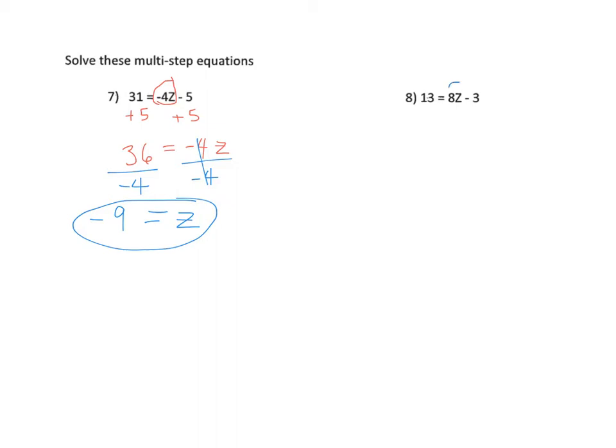Number 8, I'm going to circle the term with the variable. To get rid of that negative 3, I'm going to add 3 to both sides. That gives me 16 is equal to 8z. And now the inverse of multiplying by 8 is dividing by 8. We get z is equal to 2.